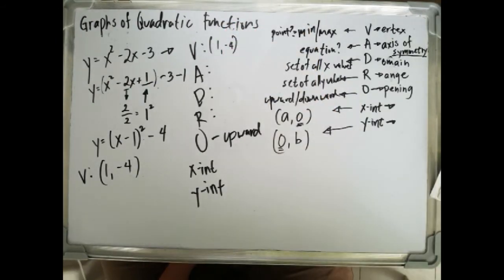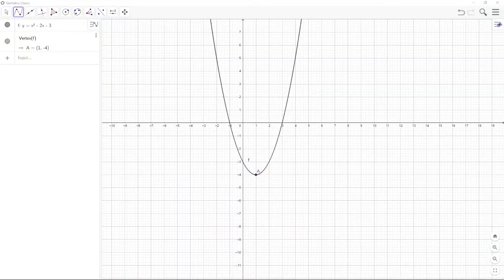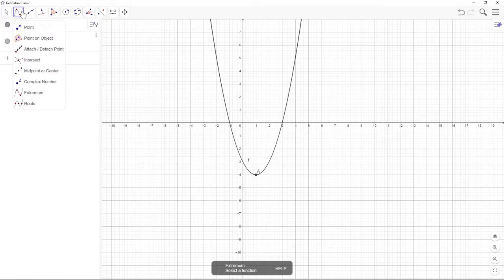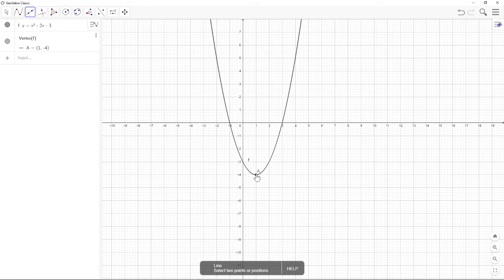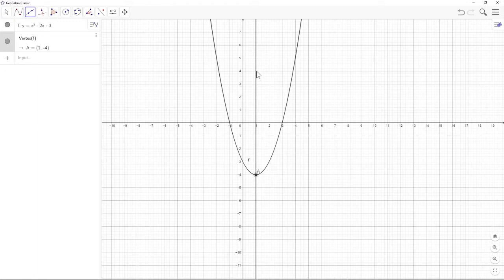Okay, so after the vertex, next is the axis of symmetry. Let's go back to the calculator. The axis of symmetry, as we said, is a line that divides the parabola into two equal parts. The question is, what is the equation of that line? So we will draw a line here, using the vertex, since of course it passes through the vertex, because that is the middle. So from the vertex, we draw it straight down. That is your equation.